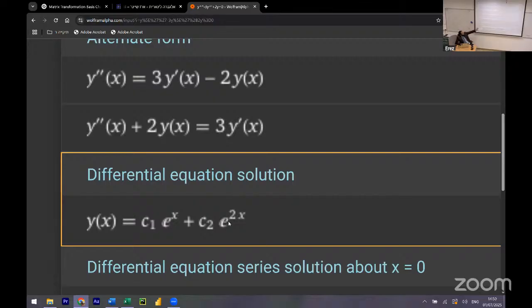But what would you call this, c1 times e to the x plus c2 times e to the 2x? It's a linear combination. Why? Because the kernel is a vector space. Why is that a linear combination? That's the definition of linear combination, right? It's scalars times a vector. The vectors here are the functions. The set of functions are vectors as well, right? They have addition, multiplication by a scalar, and all the good things.